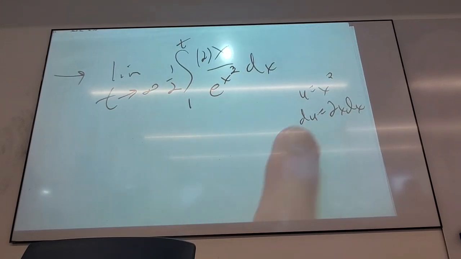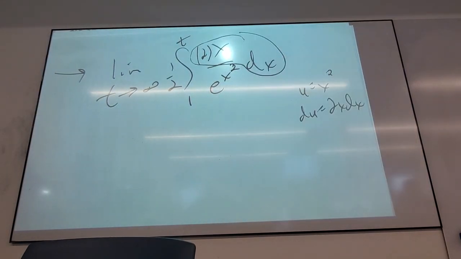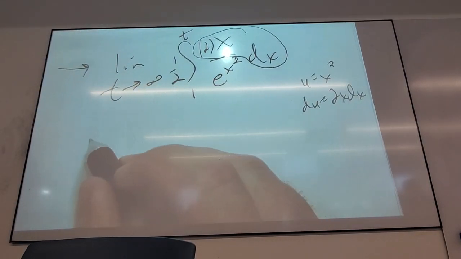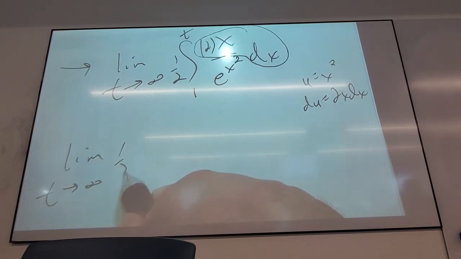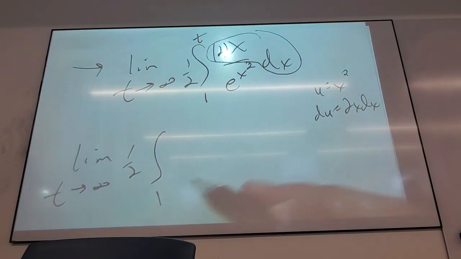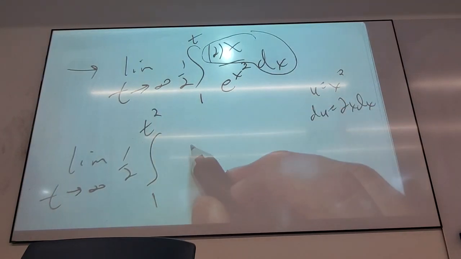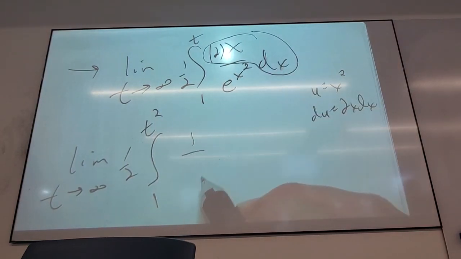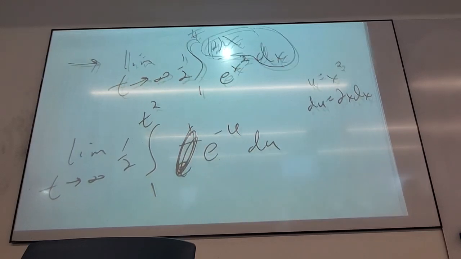You can see directly if you don't have enough for du. Do I have enough for du? Yes. So this would become, what happens with my limits? When x is 1, u is 1. When x is t, u is t squared. And this is du, and this is 1 over e to the u. So let me write that as e to the negative u. Is that cool?